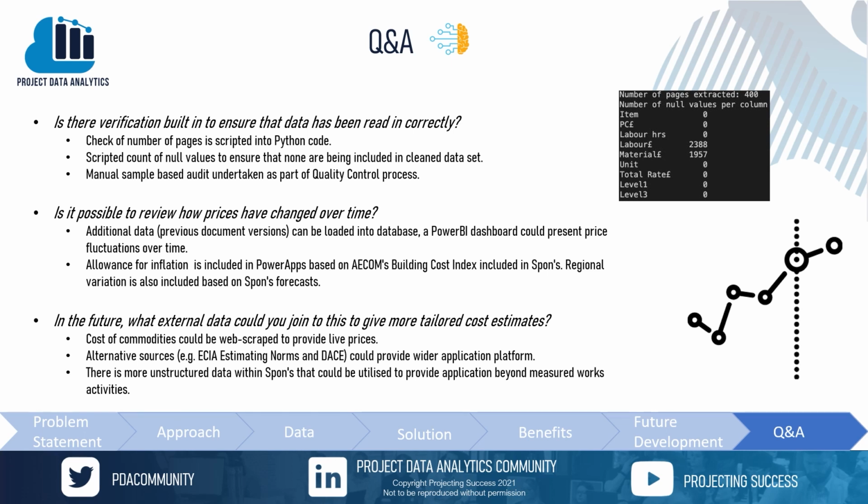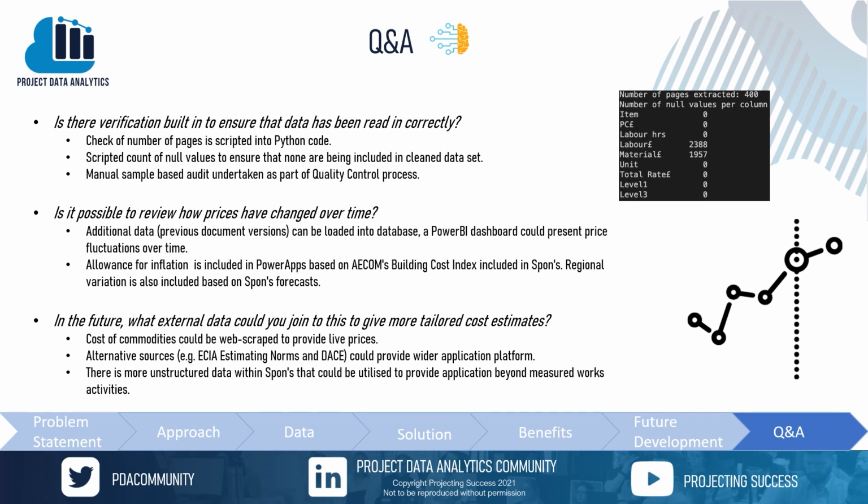The third question is, in the future, what external data could you join to this to give more tailored cost estimates? The first thing we could do would be web scraping. Commodities would be an easy thing to do, things like steel, timber, water, concrete, to align the prices with the live prices.